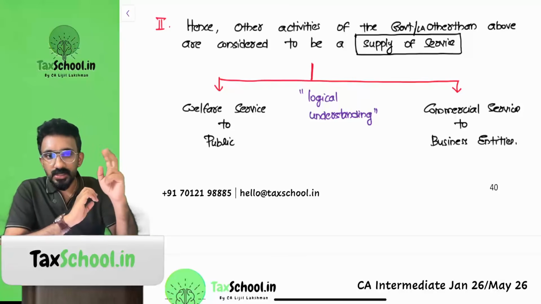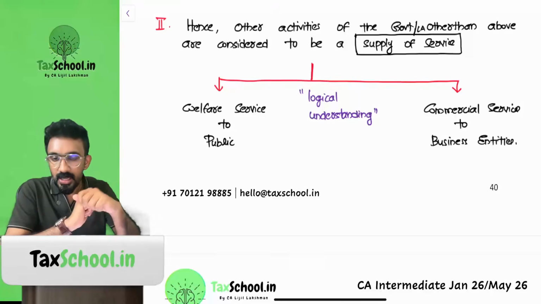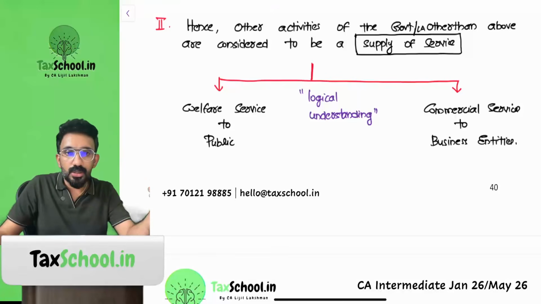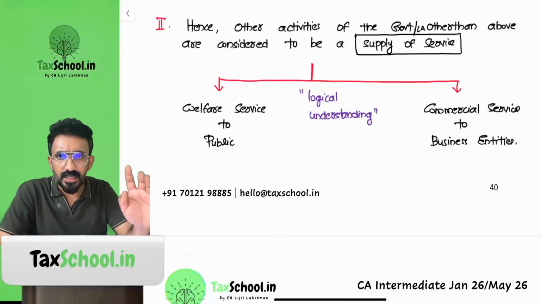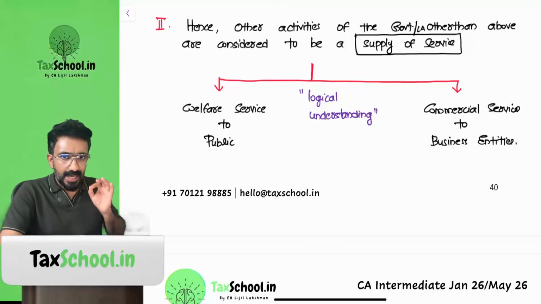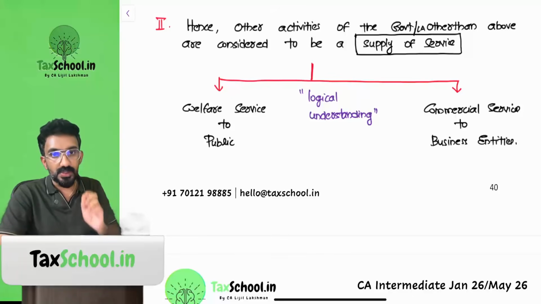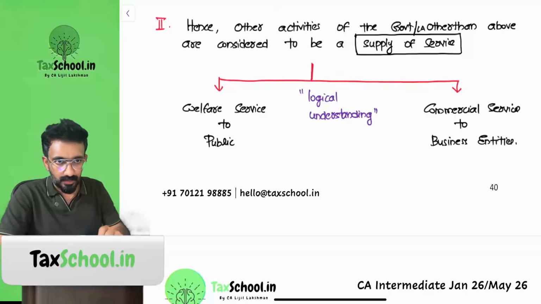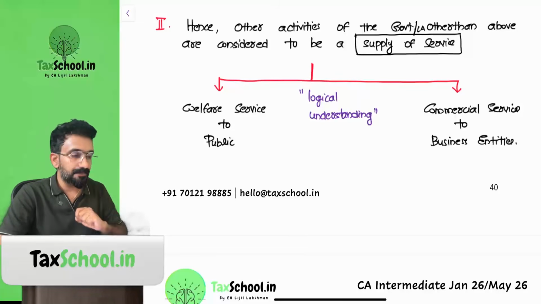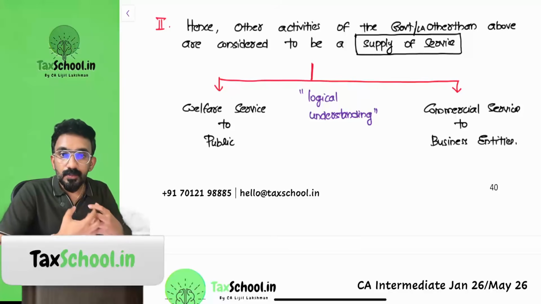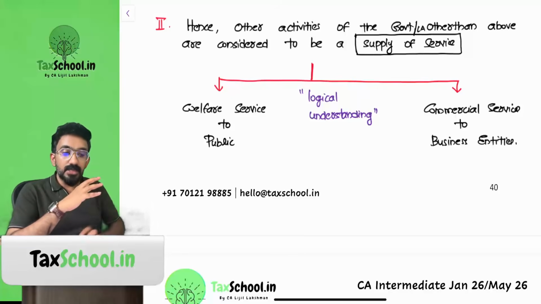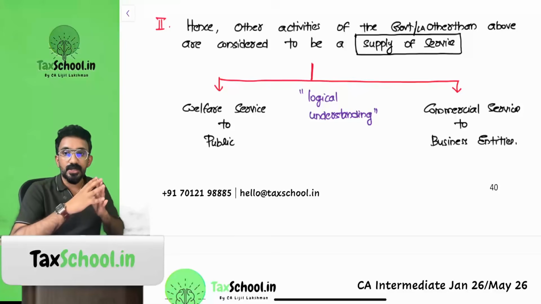Why? The two things which are not a supply we have already defined. Anything else other than this will automatically become a supply. There is no confusion on that. That's what I've written as point number 2. Because I've already defined what is not a supply, I'm saying all other activities of government or local authority other than the above are considered to be a supply of service. Now, I need to know, when it is a supply, does that mean it will immediately be subject to GST? That's the next question I ask.